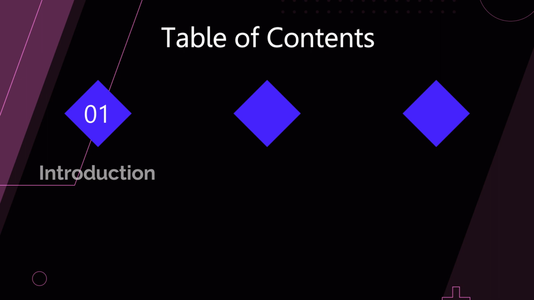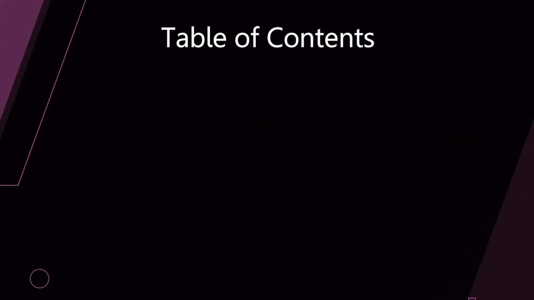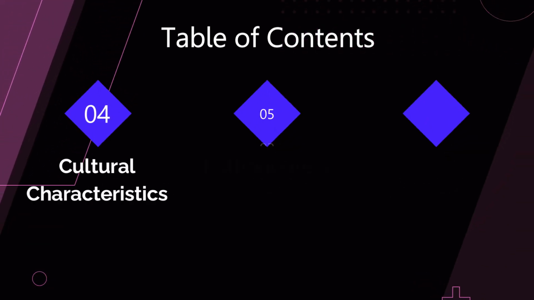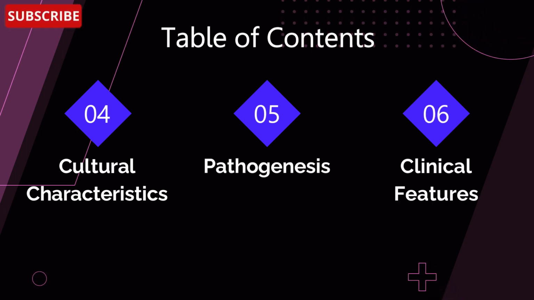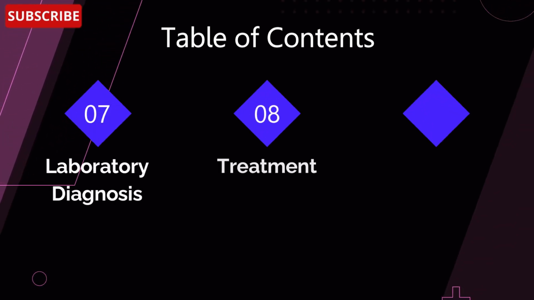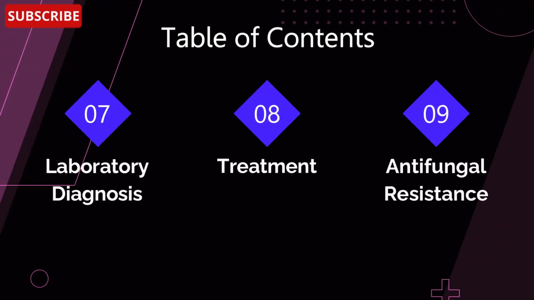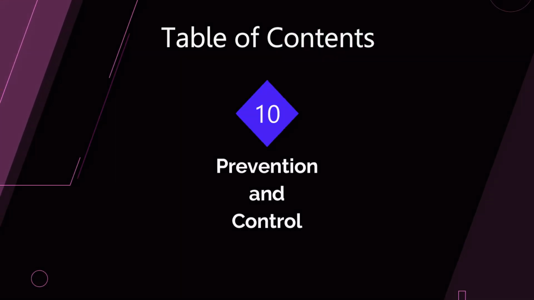Let's see the table of contents today. First, we'll learn what is Candida tropicalis, habitat of Candida tropicalis, morphological features, cultural characteristics, pathogenesis, clinical features of Candida tropicalis infection, laboratory diagnosis, treatment, Candida tropicalis antifungal resistance, prevention and control.